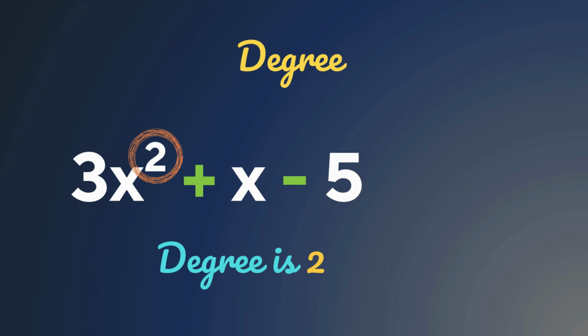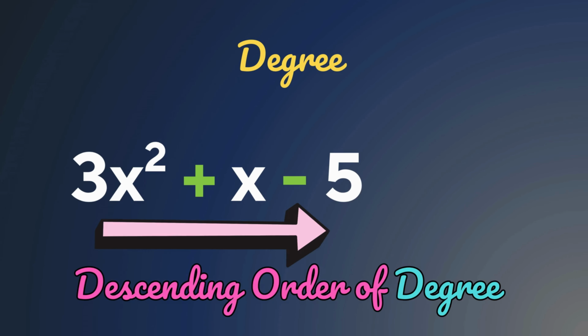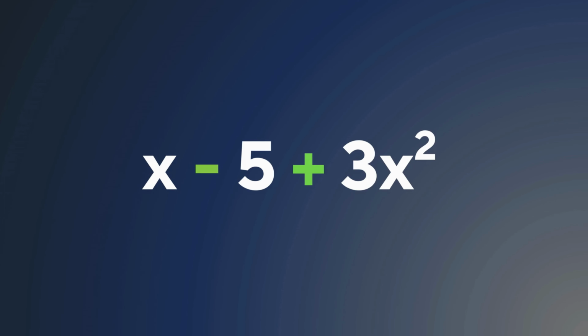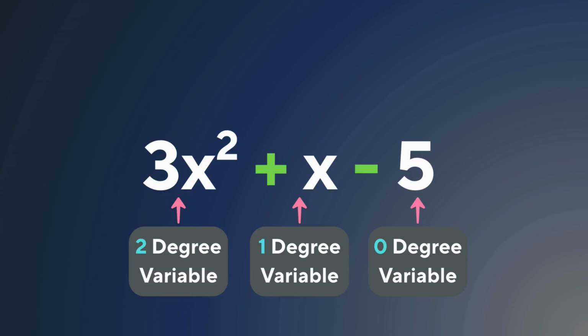This is why we always arrange the terms of a polynomial in descending order of degree. So the polynomial x minus 5 plus 3x squared would be written as 3x squared plus x minus 5. Notice how the term with the highest degree, which is x squared, is on the left, and the constant term minus 5 is on the right.